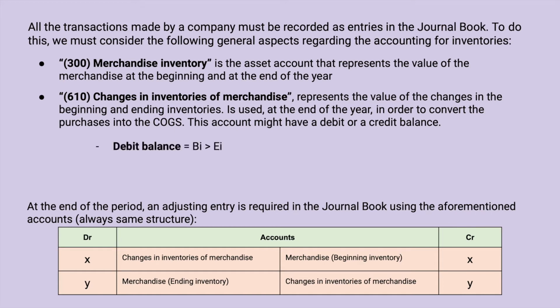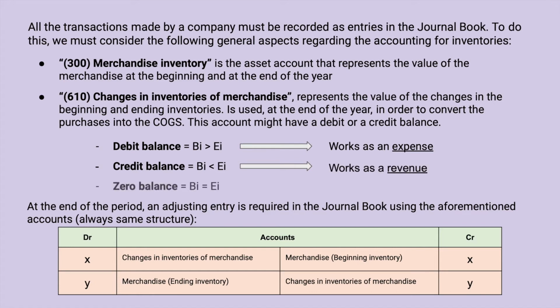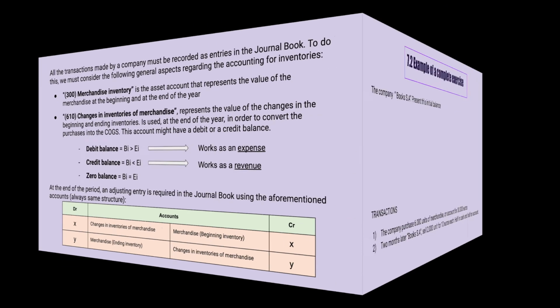It will have a debit balance if the beginning inventory is higher than the ending one, so it will act as an expense. But if the ending is greater than the beginning, then it will have a credit balance and it will work as a revenue. Finally, there is also the option that both inventories are equal and the balance is 0.